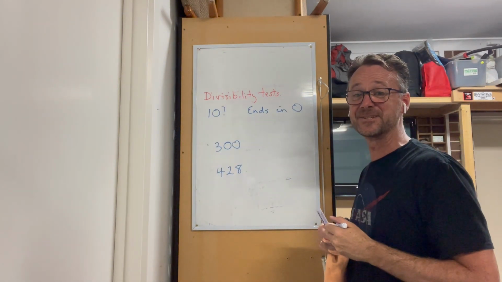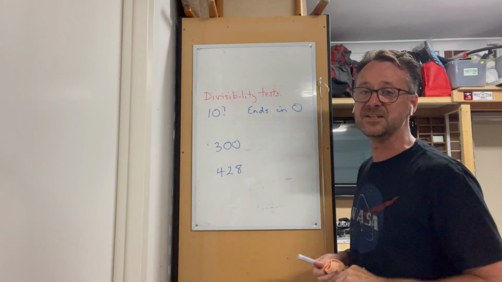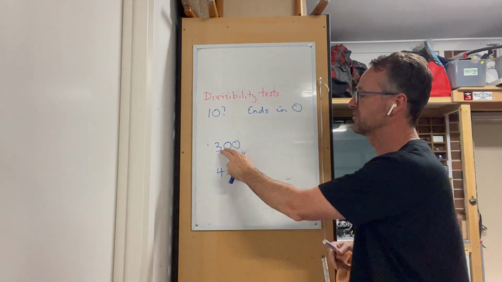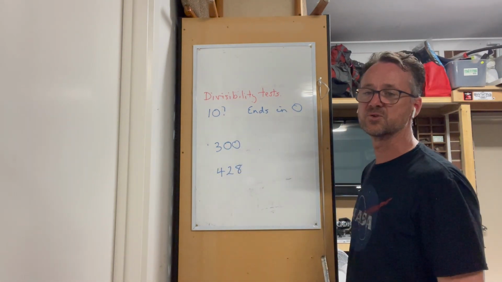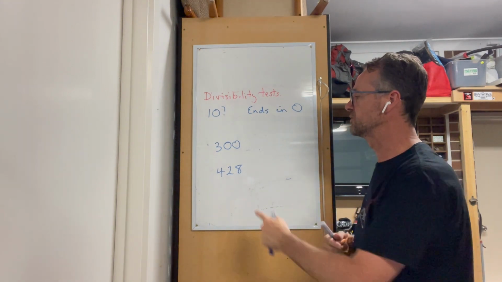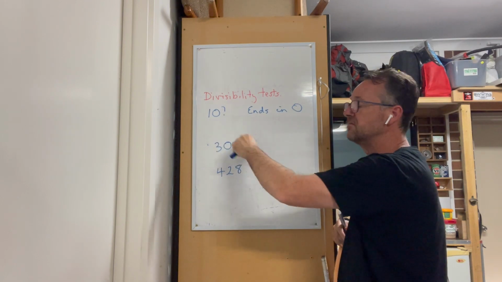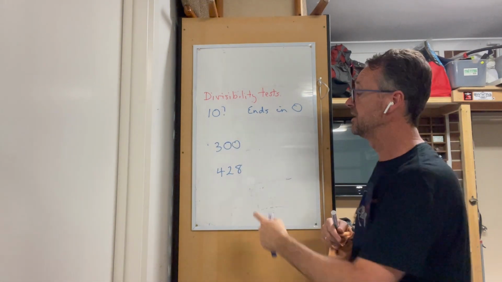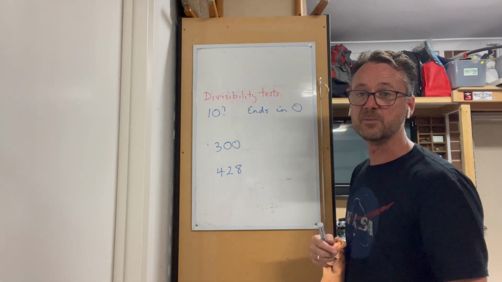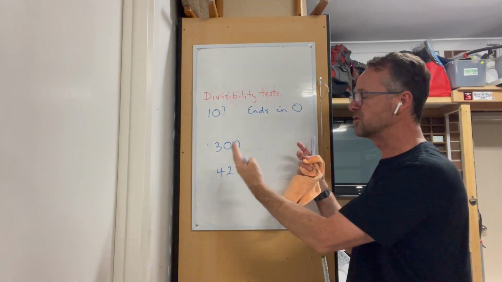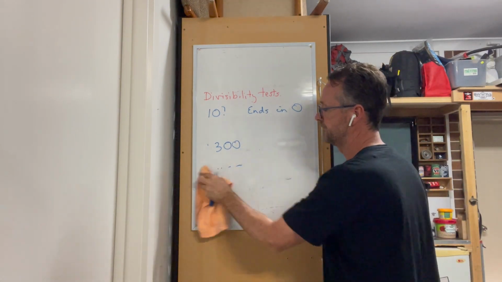10's probably the easiest one, certainly easy as 5, ends in a 0, so 300, yes, 428, no. Simple as that, just looking at that last digit here, and clearly if it ends in a 0, it's divisible by 10, it's also therefore divisible by 5, it's also an even number, so it's definitely divisible by 2. So sometimes you get multiple from just the one idea.